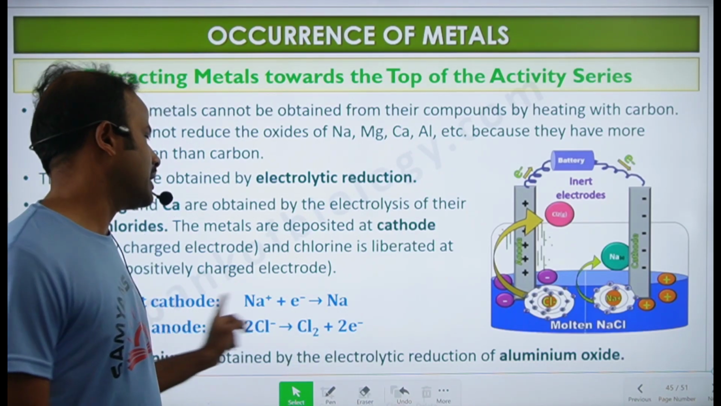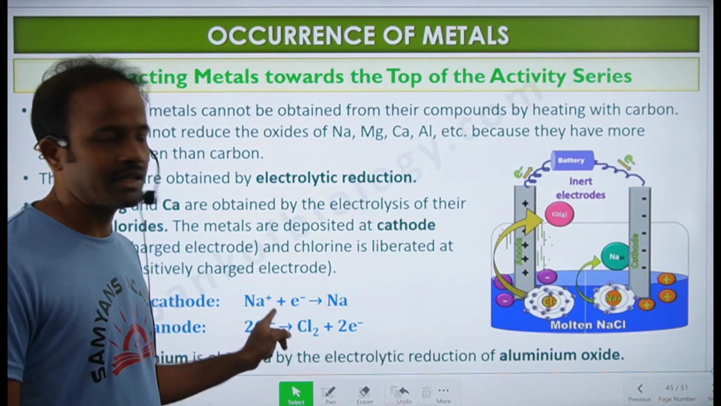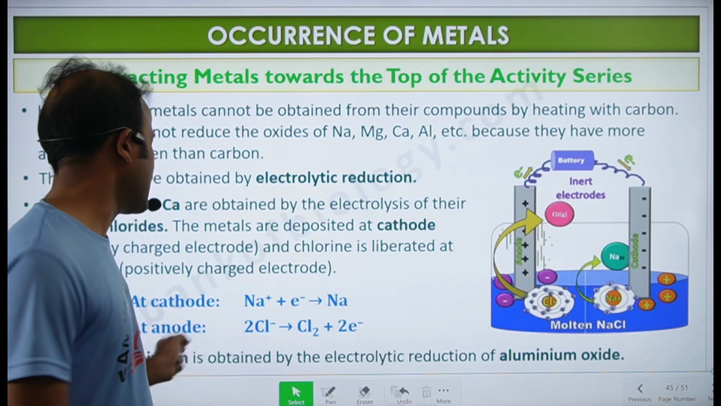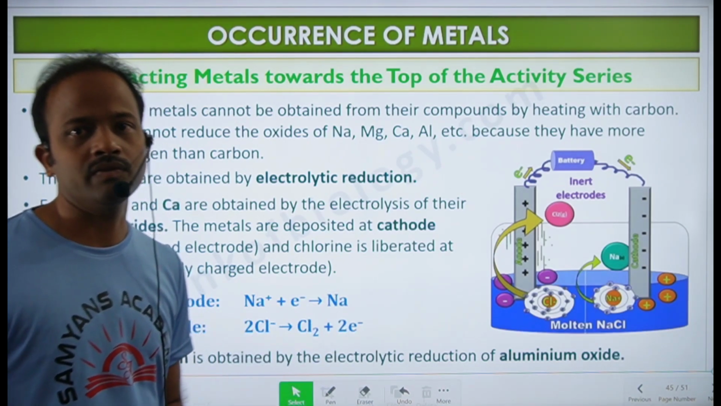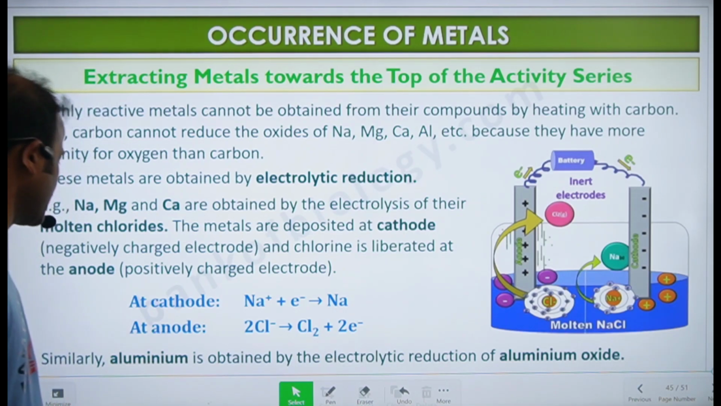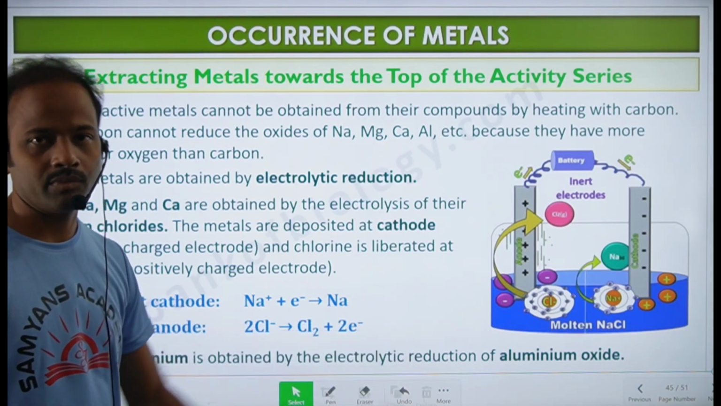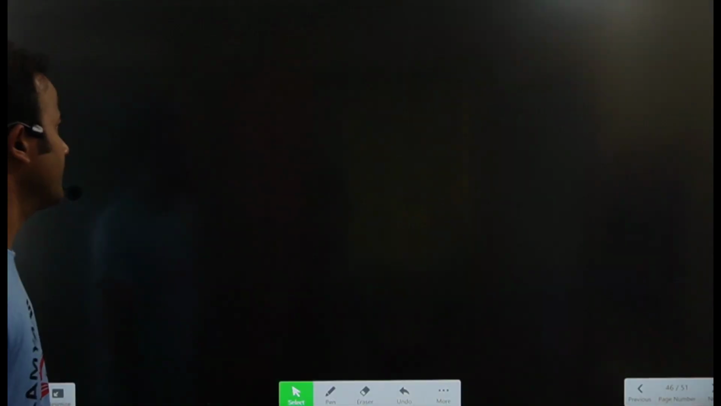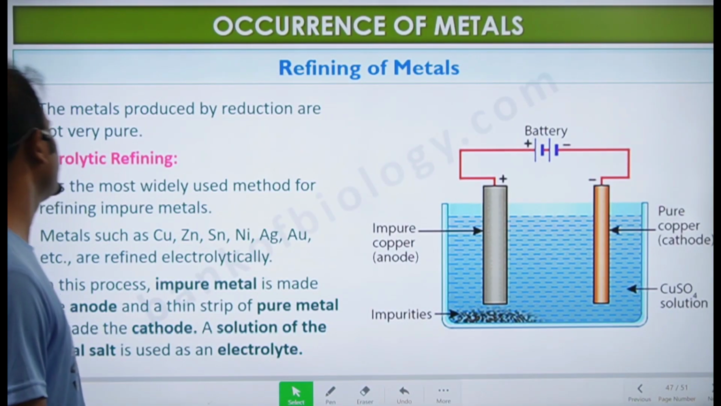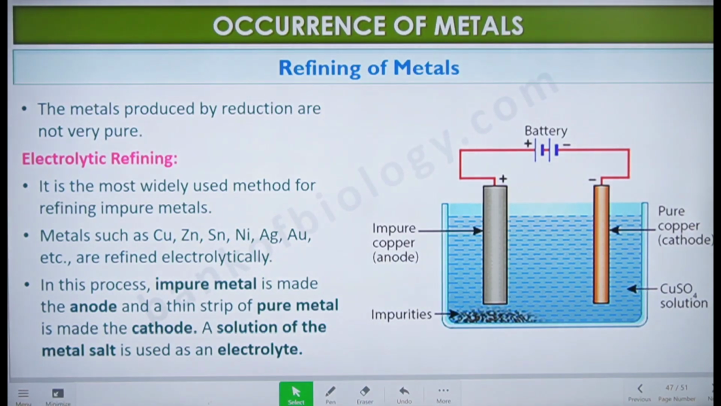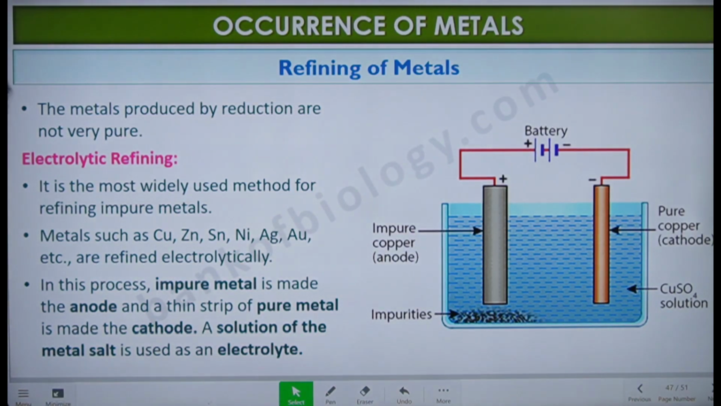At the cathode, gaining of electrons takes place, which we also call reduction. At the anode, loss of electrons takes place, which is called oxidation. Similarly, aluminum can also be obtained by this electrolytic reduction method, by using aluminum oxide, right? Now we have one more process, electrolytic refining.